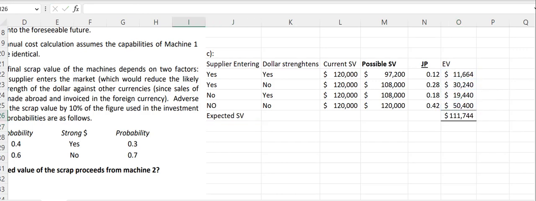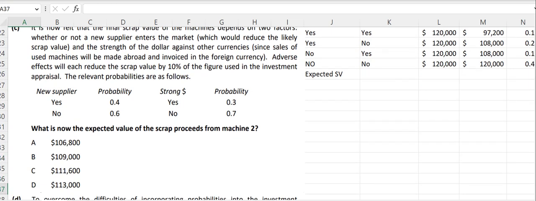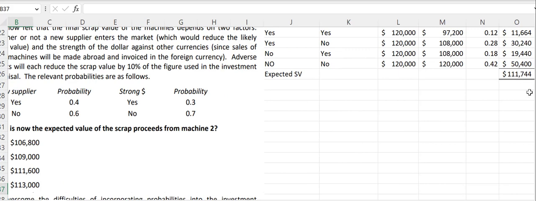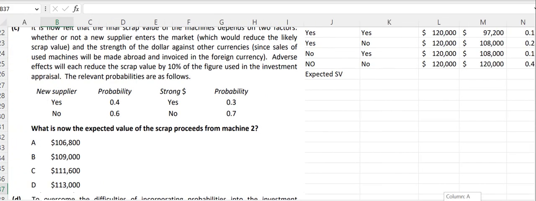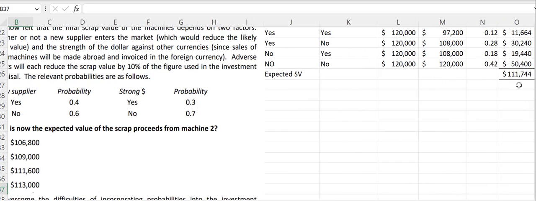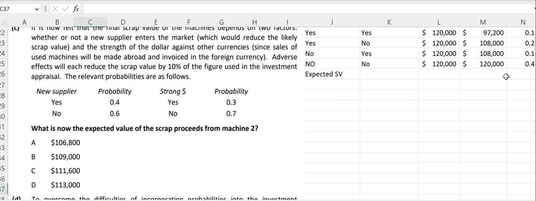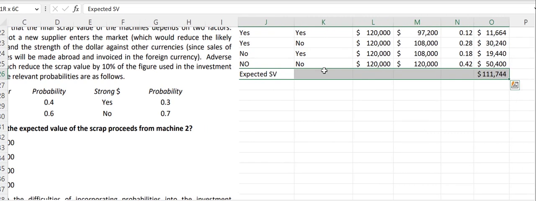111,744. So let's see what exactly, here we go. Which answer? 111,744. So the closest answer should be picked. I guess this is the closest answer, right? 111,600. That's the closest answer. And maybe they haven't used a spreadsheet to calculate their answer. That's why there is some difference in our answer, and that might be because of rounding off. So 111,744. That's the answer. I hope it's clear.